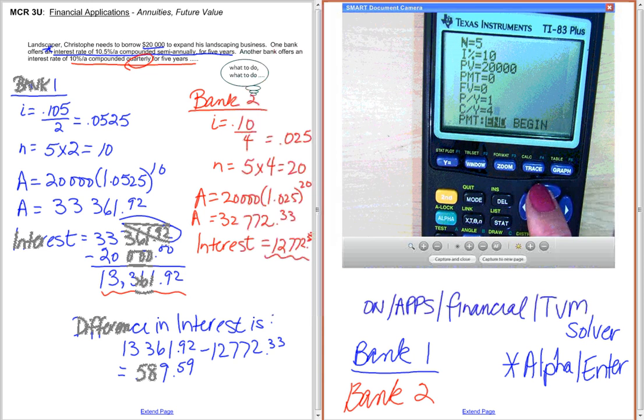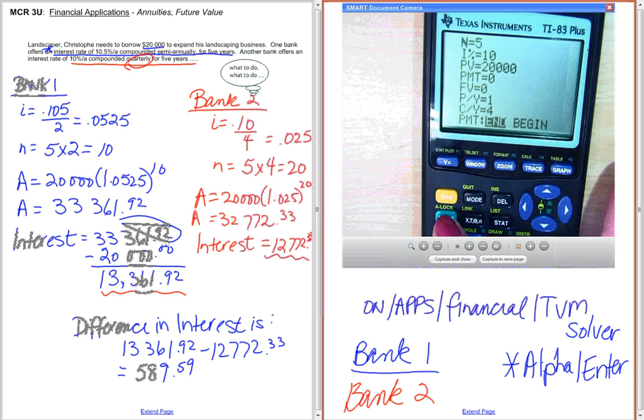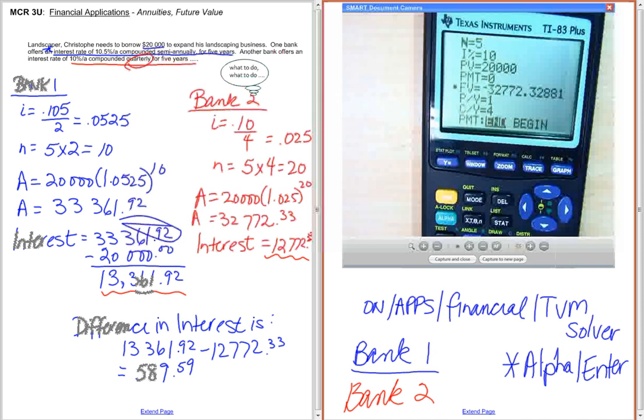Back up to future value. We're going to find the amount of this loan by typing in alpha, enter. So green button right there. Alpha, enter. Negative 32,772.33. Yes, when rounded. Perfect. So we've got the same 2 answers using a graphing calculator. And if you were comparing different banks and different rates compounded in different ways, this graphing calculator would be a very speedy tool to use.